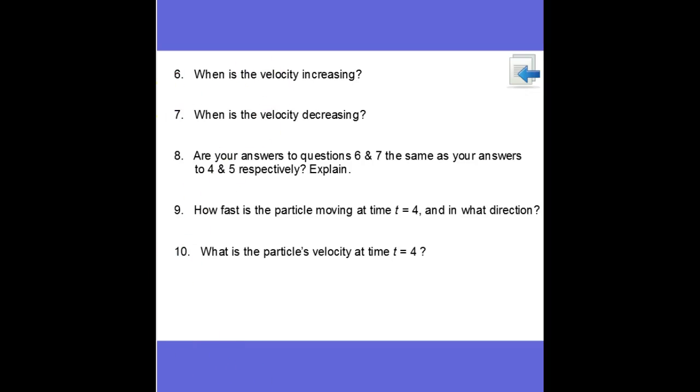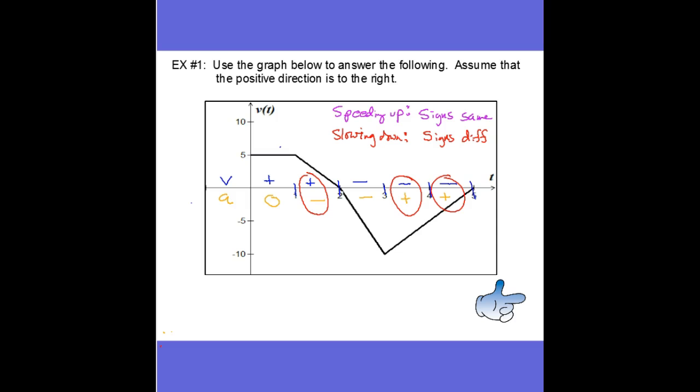Let's look at questions 6 through 8. So here they ask us, when is the velocity increasing? When is the velocity decreasing? And then they want us to compare and contrast those answers. So let's take a look at our graph.